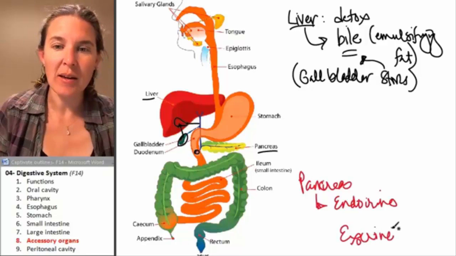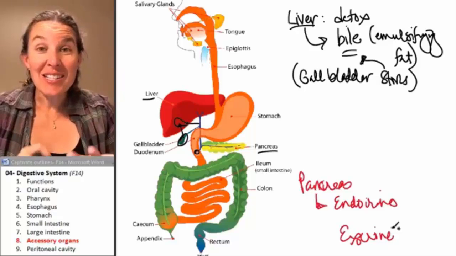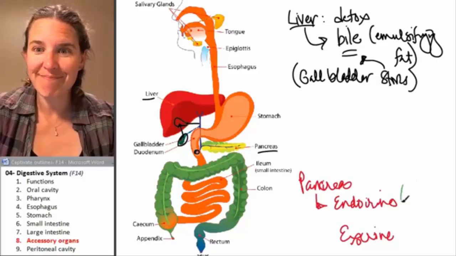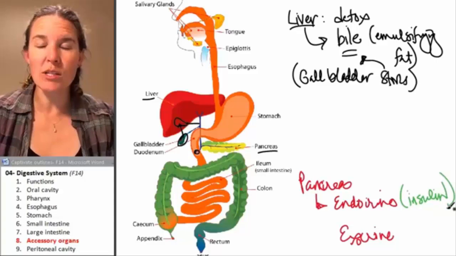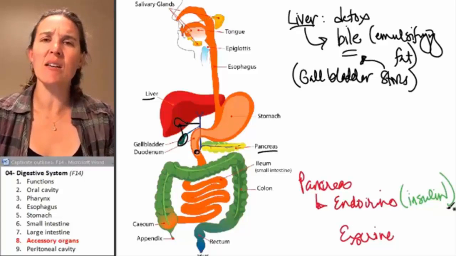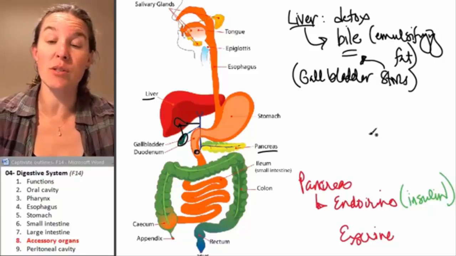Exocrine. The endocrine tissue in the pancreas, what does it do, my friends? It produces insulin, which is involved in maintaining the proper concentrations of glucose in your blood.